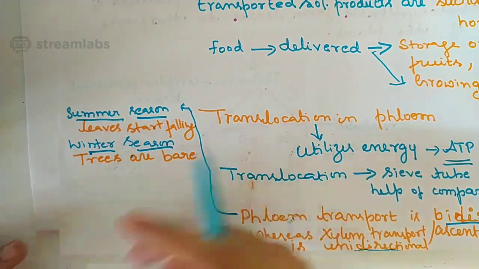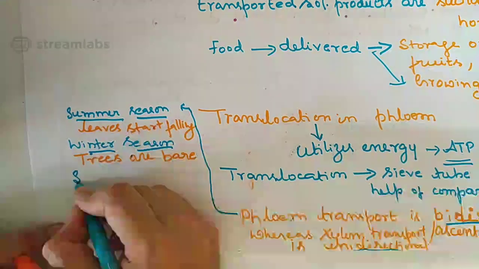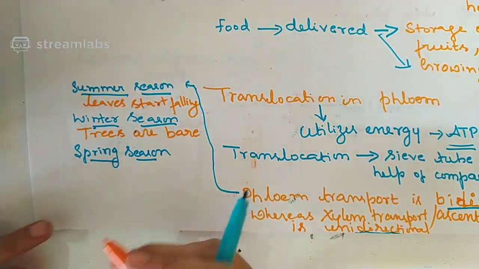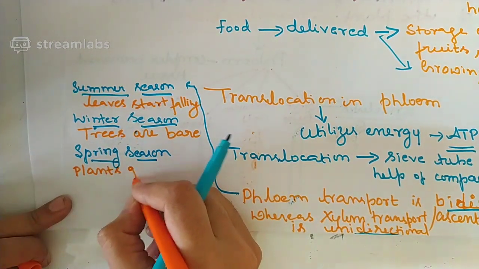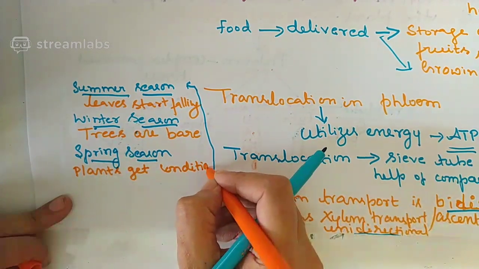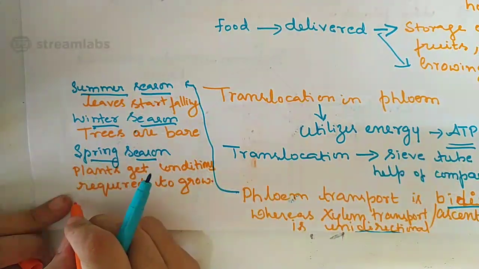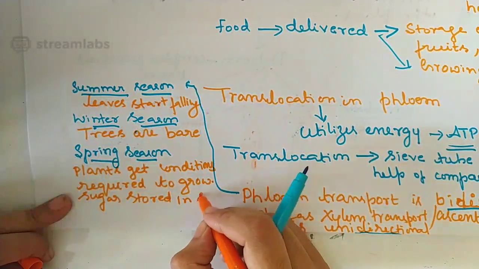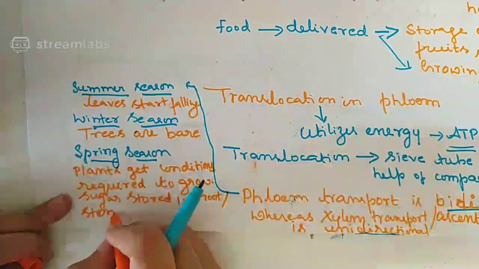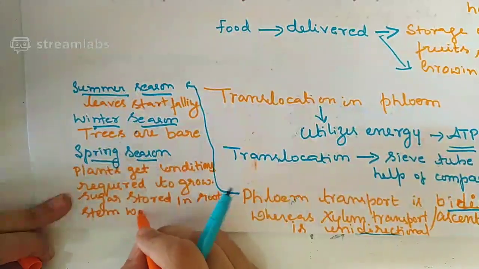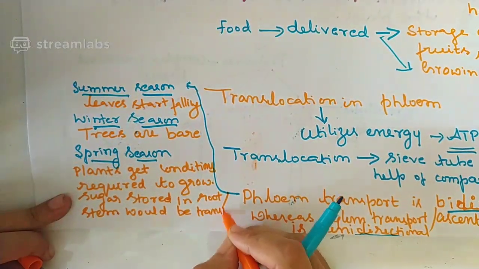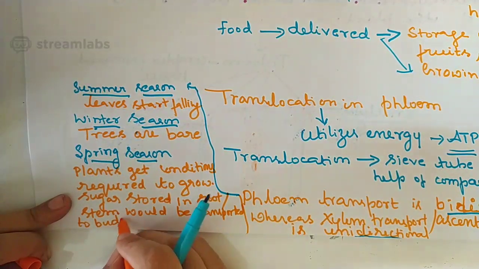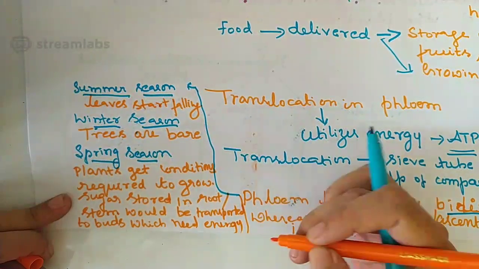But in the spring season, the plants get favorable conditions, and what they do is, sugar which is stored in the root or stem would be transported to buds, whenever the leaf is going to perform photosynthesis.